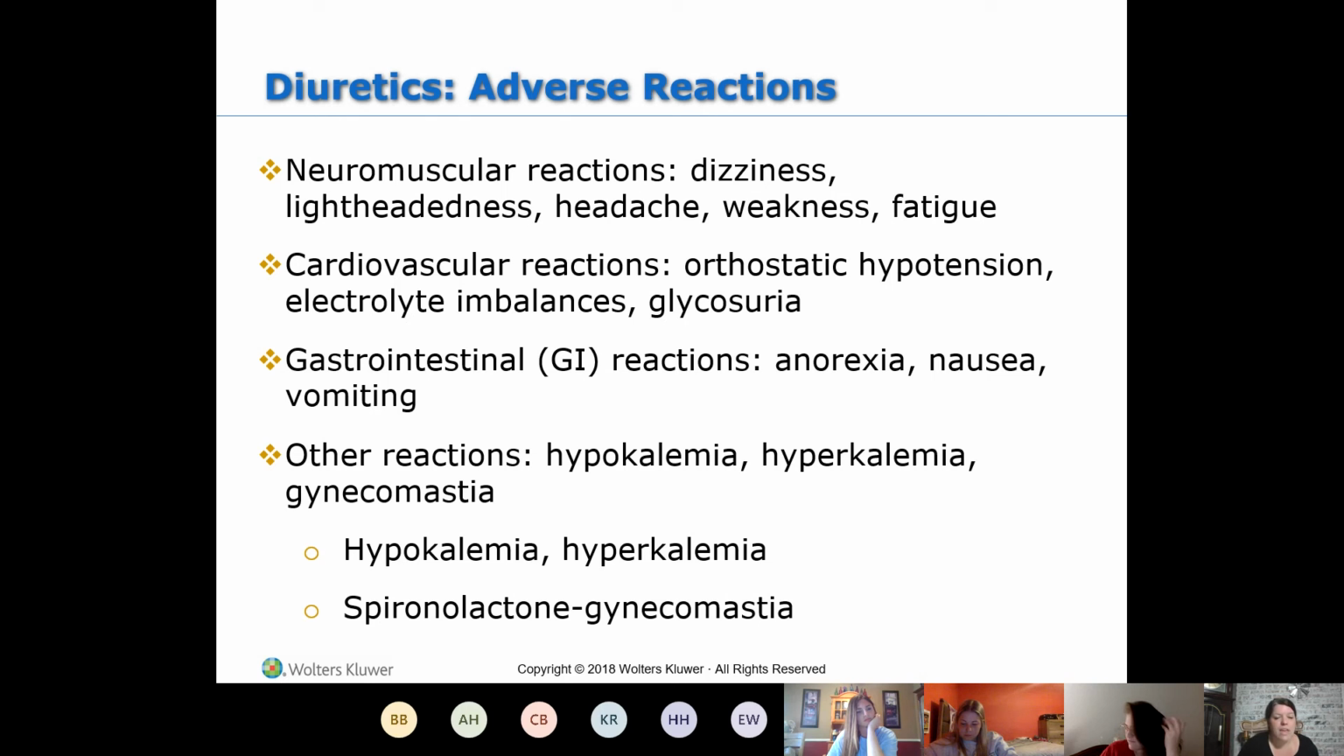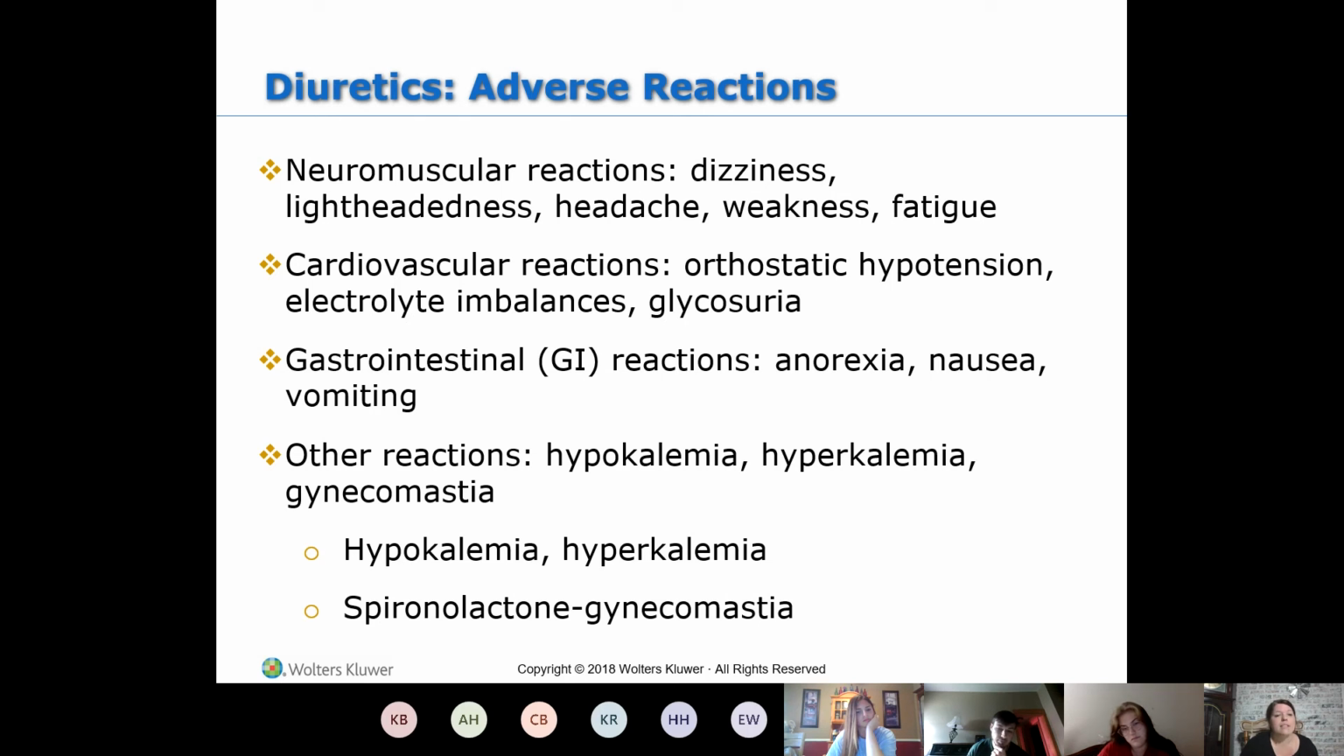And our number one thing, Brendan, if our patient is having some orthostatic hypotension, what are we doing for them? What is our priority as a nurse? Make sure they don't get up too fast when they're lying down. Yes, safety is always our priority as a nurse when we're talking about orthostatic hypotension.